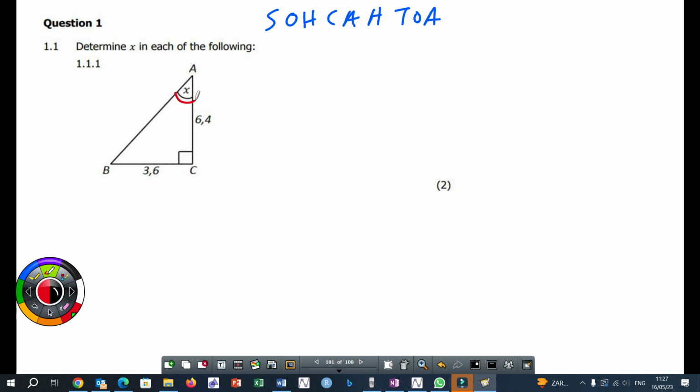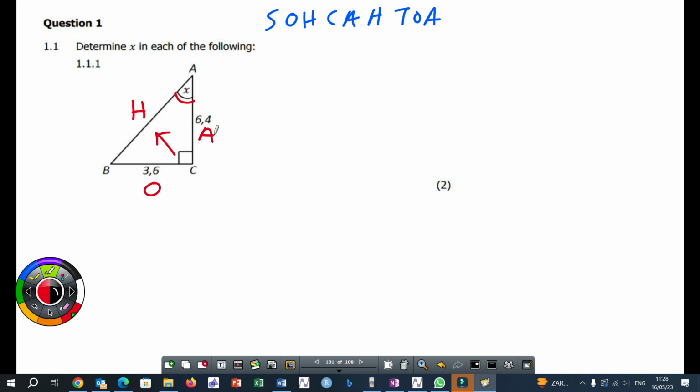The side opposite the reference angle, that's your opposite side. The side opposite the right angle, that's the hypotenuse, which means the other side will be the adjacent side. Before you start using the trig ratios, you must determine your opposite side, your adjacent side, and your hypotenuse. It's not difficult. Okay? So here we want to calculate x.